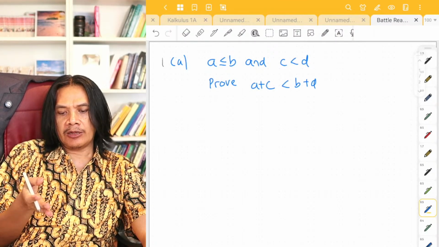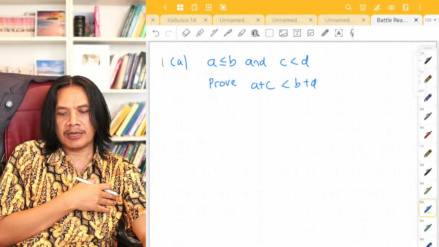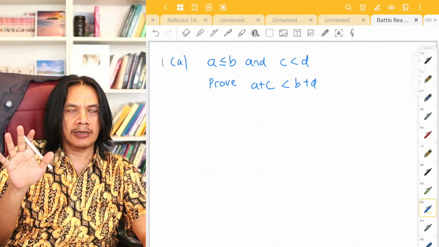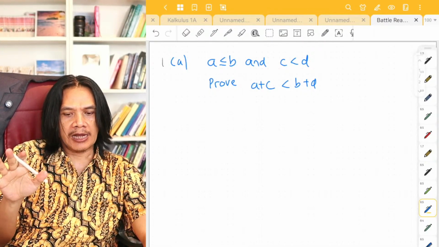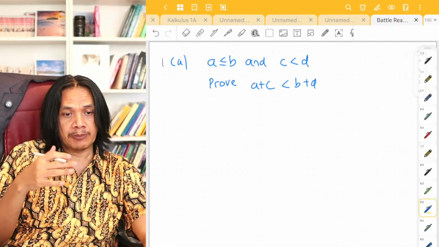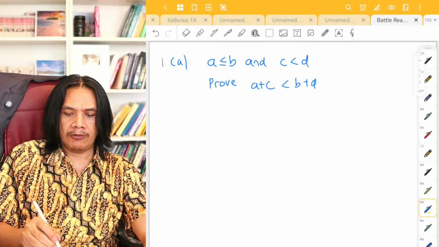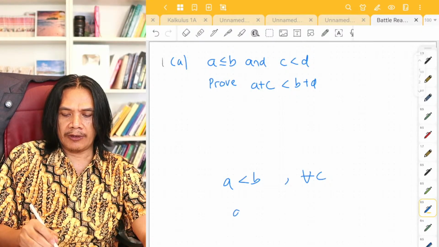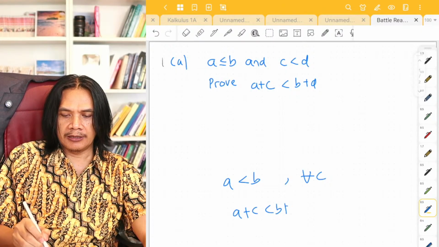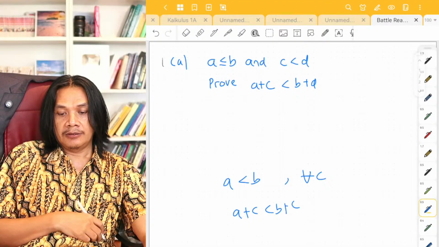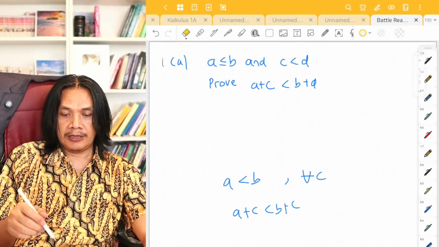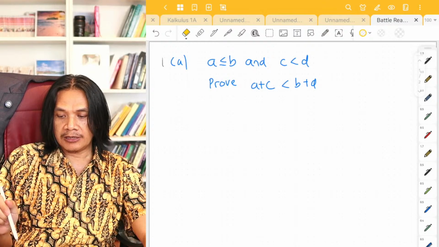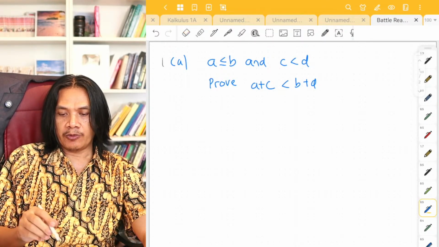So the axiom that we have for this inequality is basically that if you have an inequality, you may add the same number to both sides and it preserves the inequality. So if you have A less than B, then for any C we have A plus C less than B plus C. Okay, so let's think about how we can prove this using just that property.